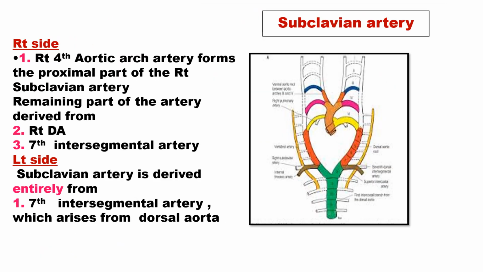So, to conclude the development of the subclavian artery, on the right side, the first component is derived from the right fourth aortic arch artery, which forms the proximal part. The second part is formed by the right dorsal aorta, and the third part of the right subclavian is formed by the seventh intersegmental artery. On the left side, the left subclavian artery is entirely formed by the seventh intersegmental artery. Seventh intersegmental arteries arise from the dorsal aorta.